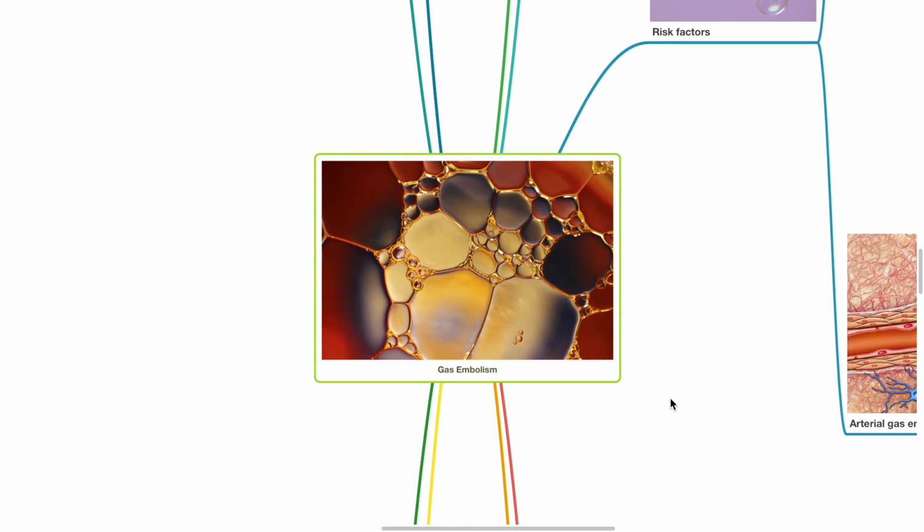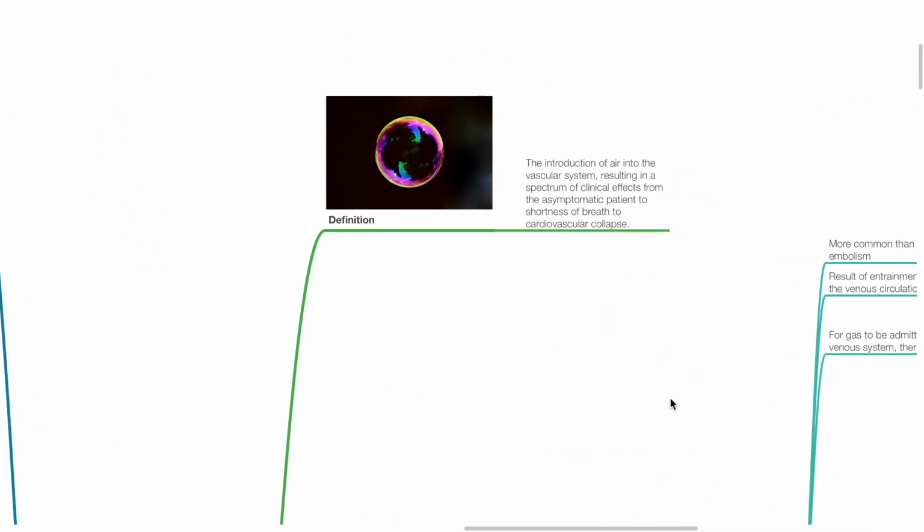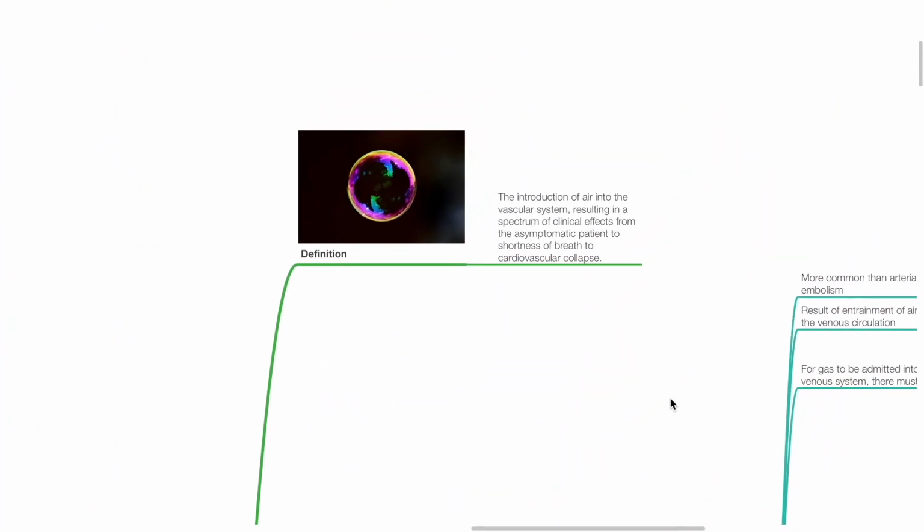Today we'll be discussing gas embolism. Definition. Gas embolism occurs when there is introduction of gas into the vascular system, resulting in a spectrum of clinical effects, ranging from asymptomatic patient to shortness of breath to cardiovascular collapse.